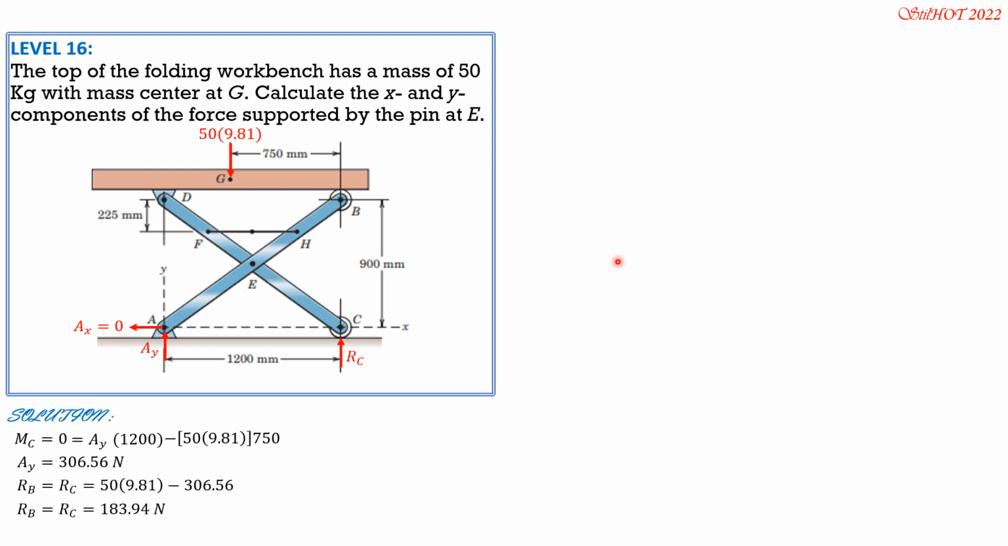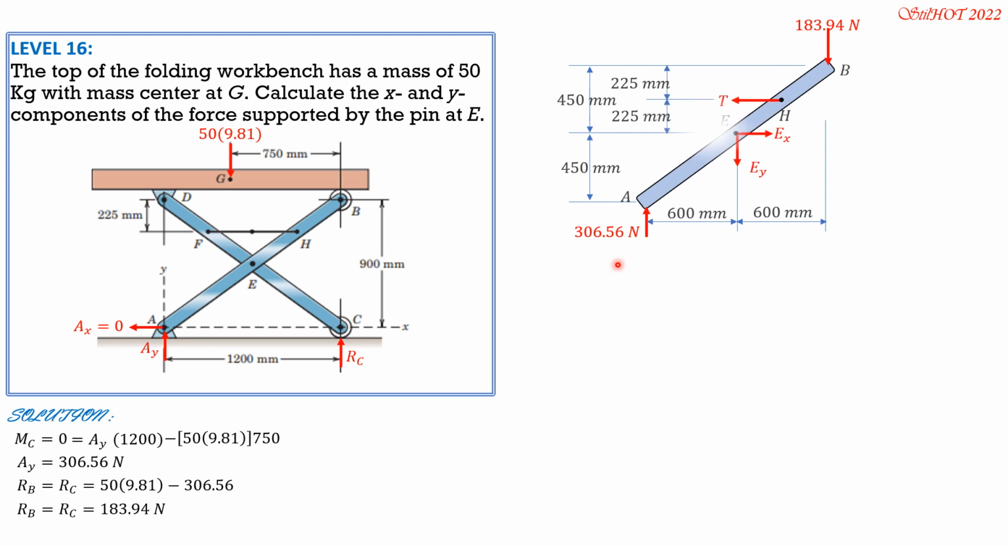Then we draw the free body diagram on member AEB. So we have here the tension, distance from the top 225, so the distance from E is also 225 because the total vertical distance is 900 and this is the center. So half of 900 is 450, minus 225, so that's also 225. Anyway, that's not needed.